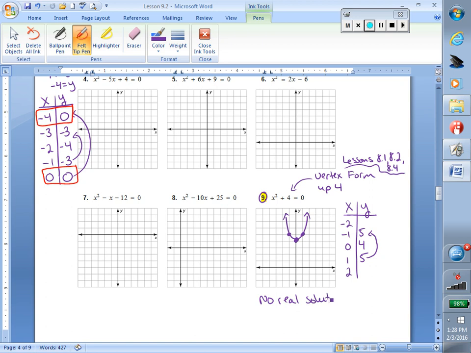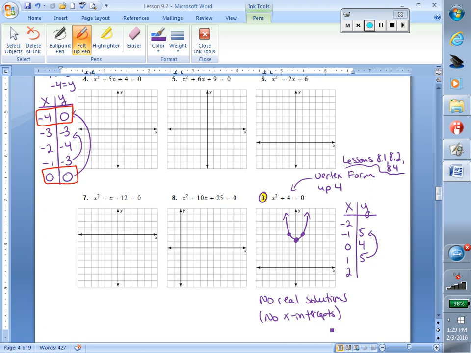And I'm just going to make a little side note here. No x-intercepts. And that happens. And that definitely happens. So if you know that your graph isn't going to cross the x-axis, stop there, finish your sketch, and then your solution, you have none.